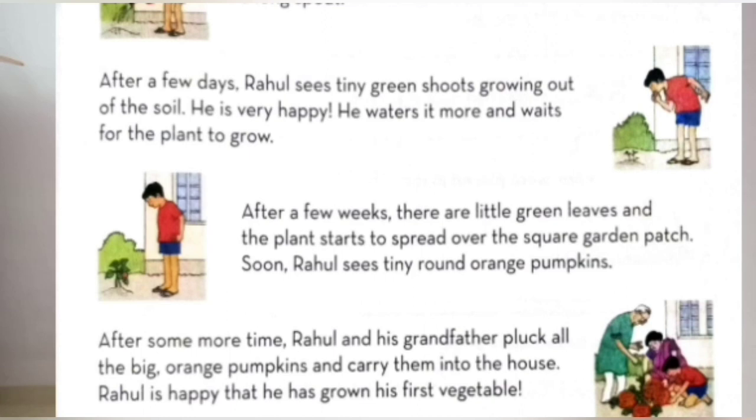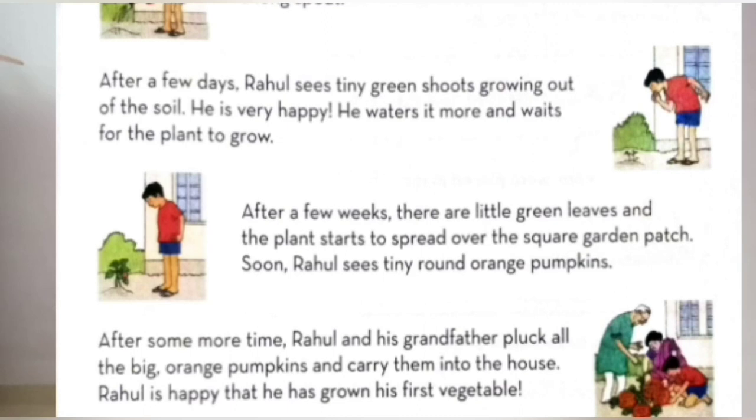Okay, we can move on to the next paragraph. After some more time, Rahul and his grandfather pluck all the big orange pumpkins and carry them into the house. Rahul is happy that he has grown his first vegetable. So, exercise number C is over.